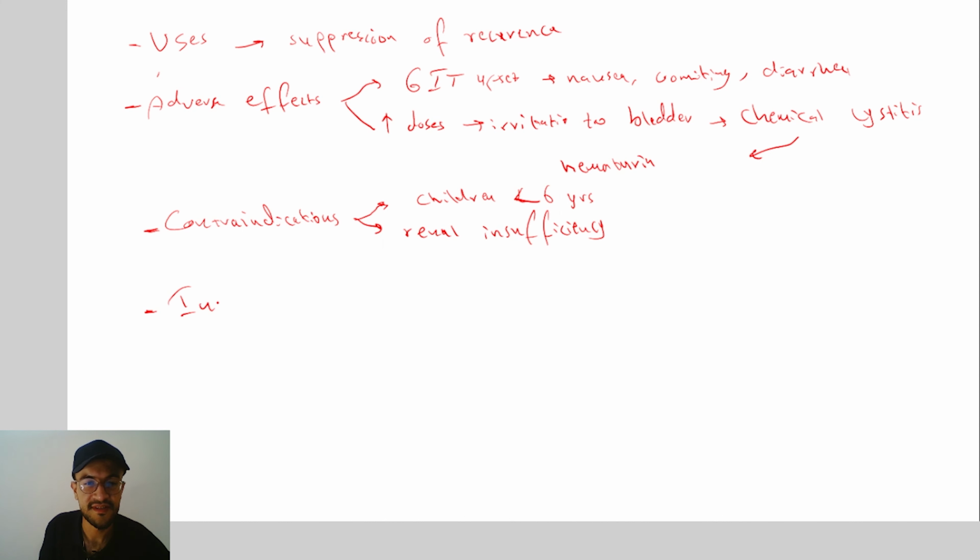Regarding the interactions of methenamine with other drugs, it interacts with the sulfonamides. The formaldehyde, which is the metabolite of methenamine, would interact with the sulfonamide and lead to crystalluria.